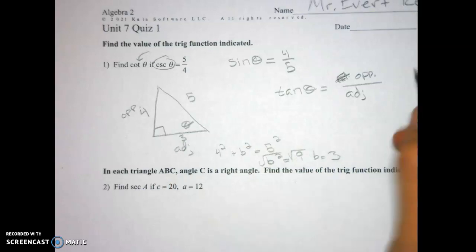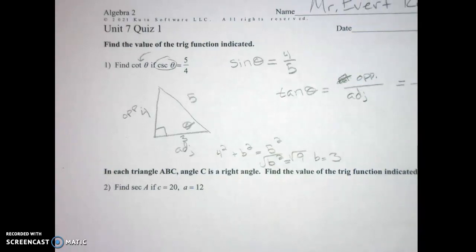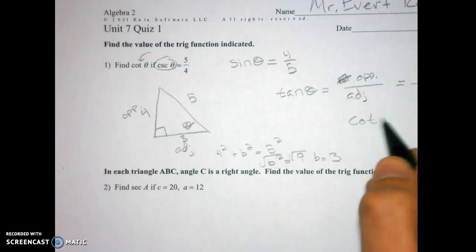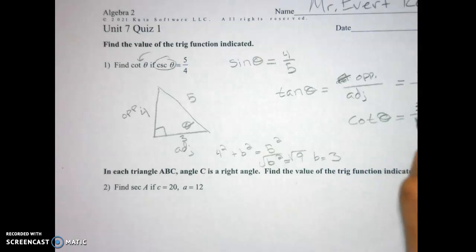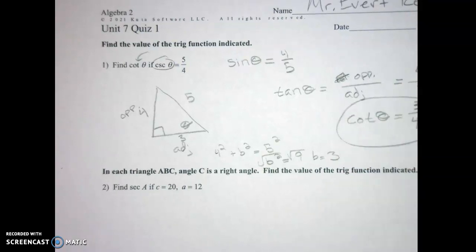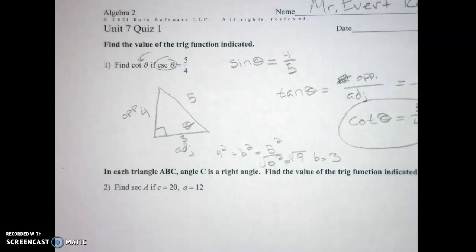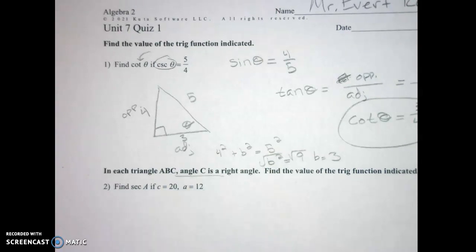Okay, so we know tangent is opposite 4 over adjacent 3. Perfect, and then we're almost done. We're asked for cotangent. Remember, cotangent is just the reciprocal of tangent, so 3/4, boom, done. Okay, there's that one. Okay, next one, find secant of A if c is equal to 20, a is equal to 12. And we're told that angle C is the right angle in this triangle.